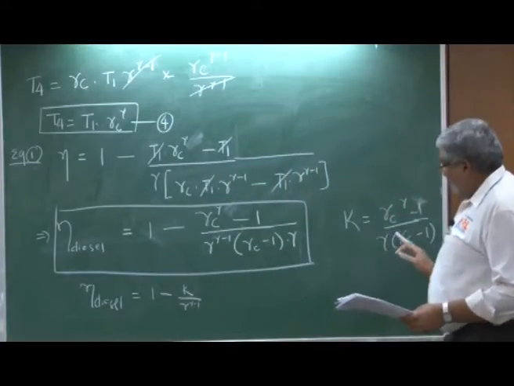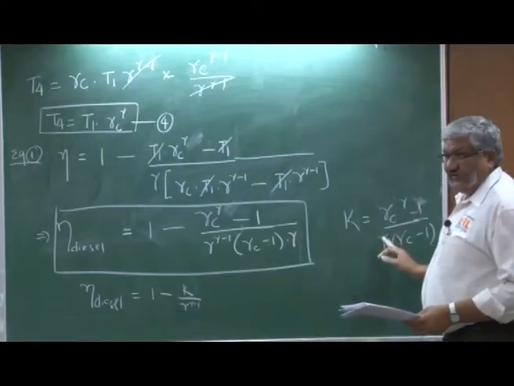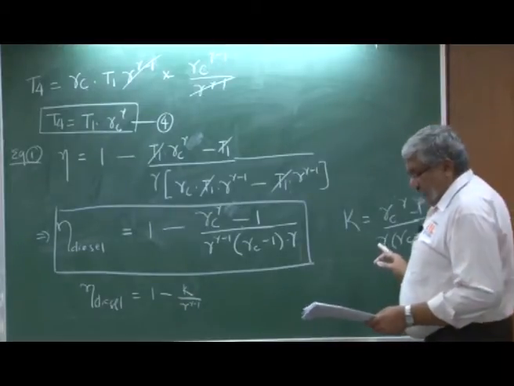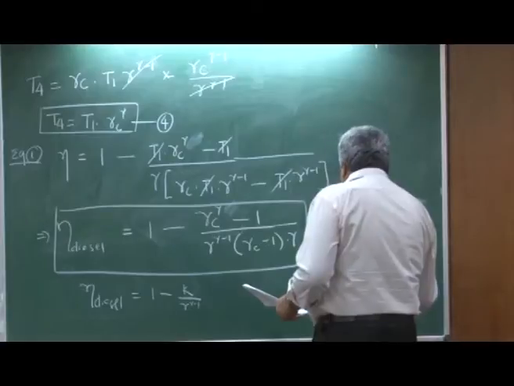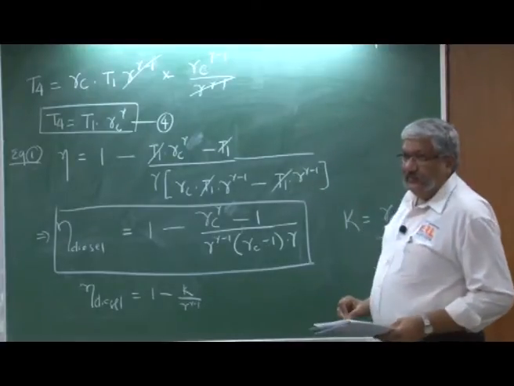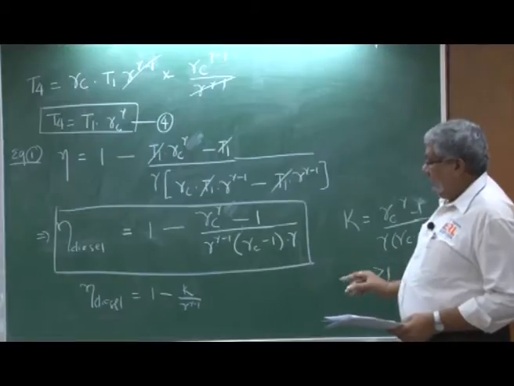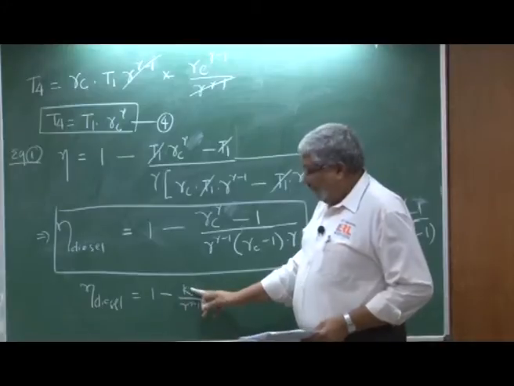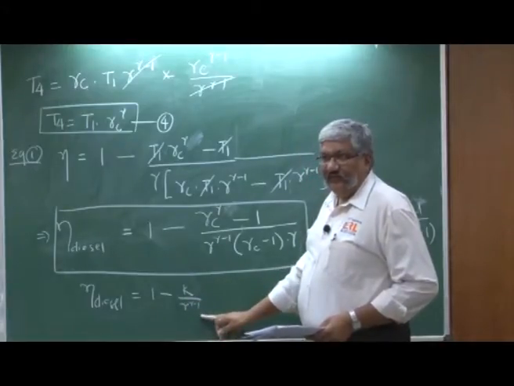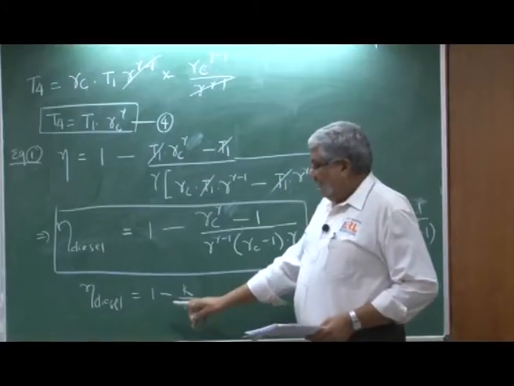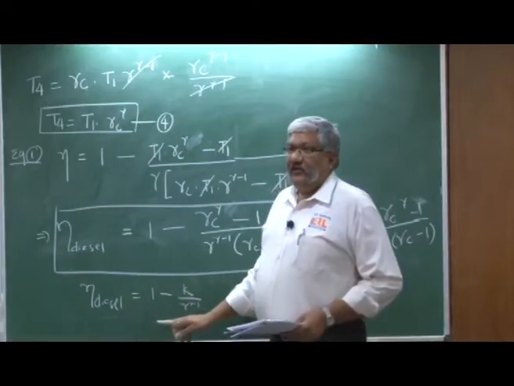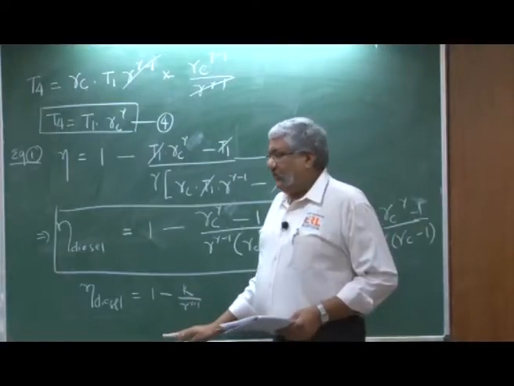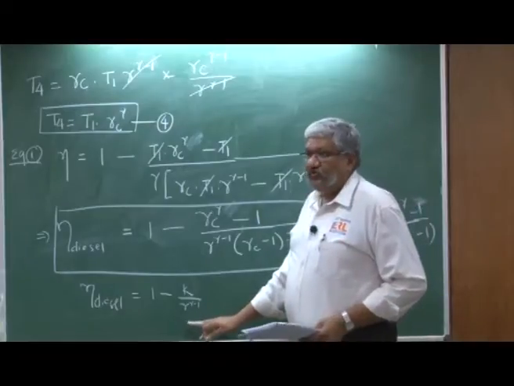If I do binomial expansion of this, or if I do experiments, I can easily figure out that this value of K is always greater than 1. Okay? So what does it mean? If I put the value 1 here, then it is Otto cycle efficiency. If greater than 1, then that means diesel engine efficiency will now be lower than gasoline engine efficiency. But the assumption here is that I am taking the compression ratio to be the same.